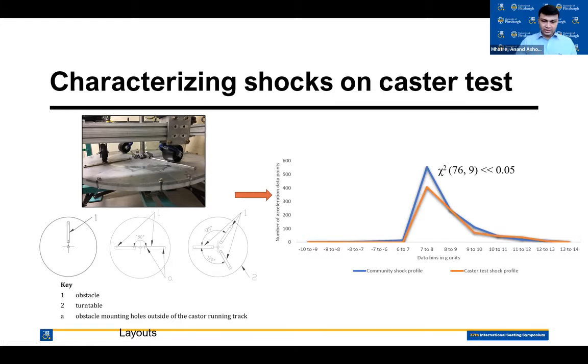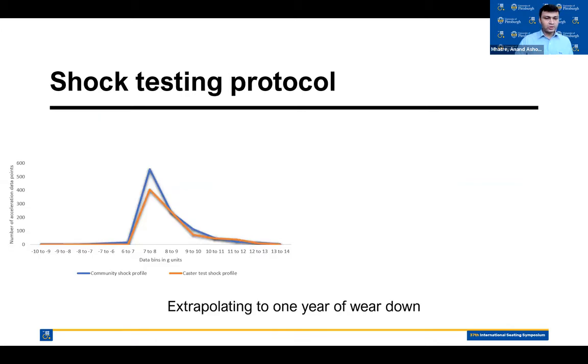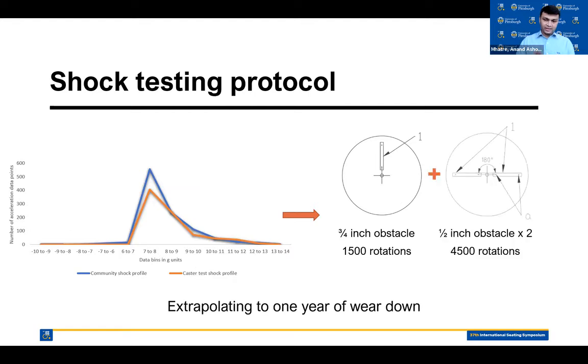After matching these shocks, what we found out is that if you want to simulate 1 year of wear down of caster models in the laboratory, you have to include one obstacle, which is a 3/4 inch obstacle and 1500 rotations of that, plus 2 half-inch obstacles with 4500 rotations. And that will simulate 1 year of wear down in adverse settings for casters.